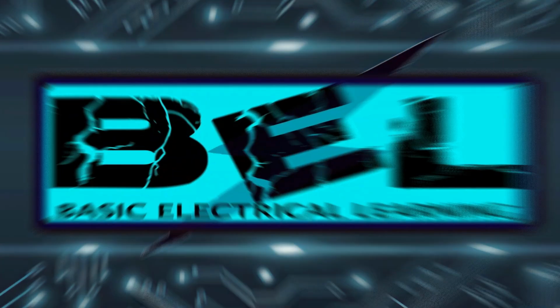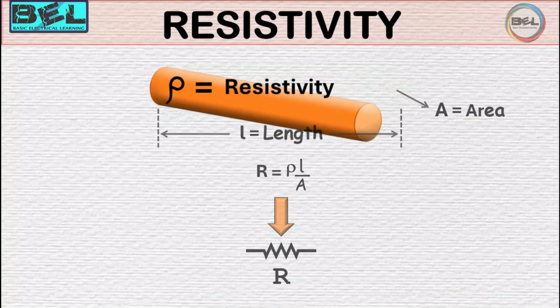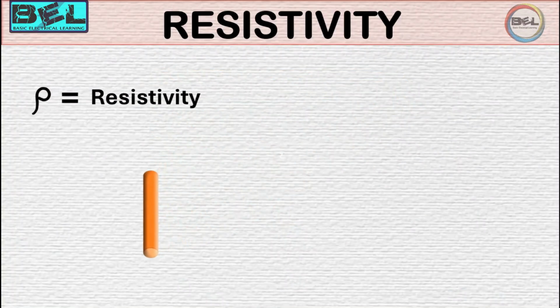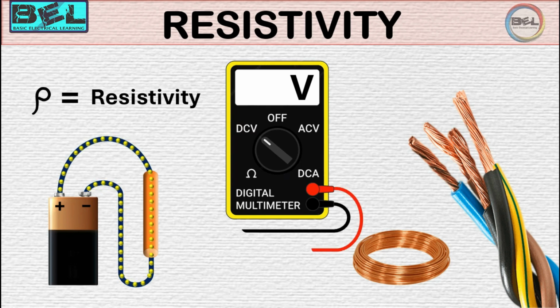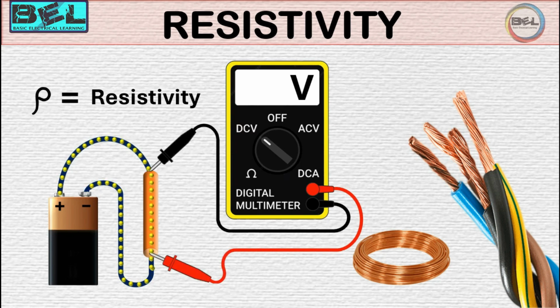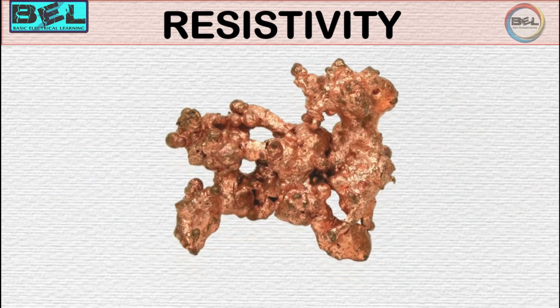Basic electrical learning. The resistivity of copper, like any other material, is typically measured using a technique that involves applying a known current through a sample of the material and measuring the resulting voltage drop across it. Let's see how it happens.